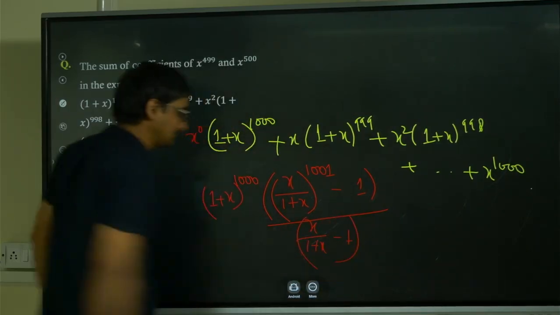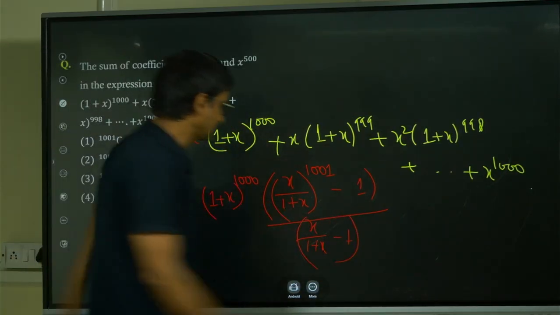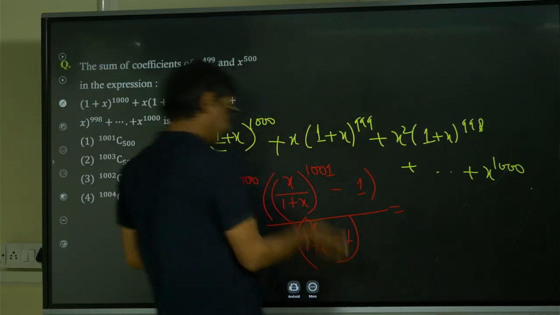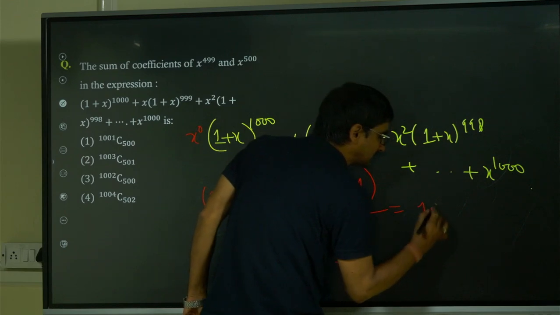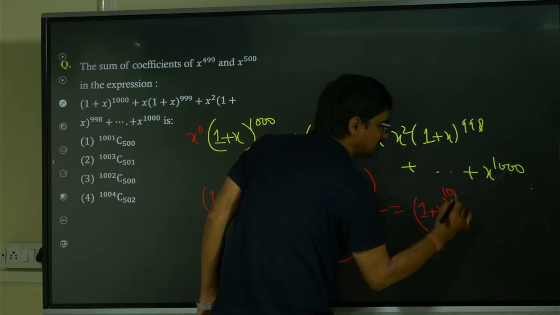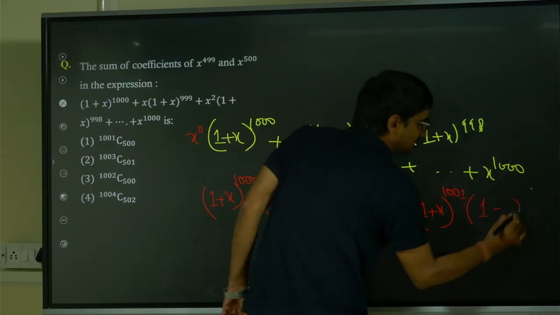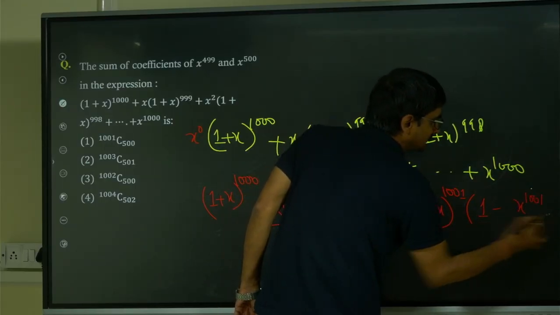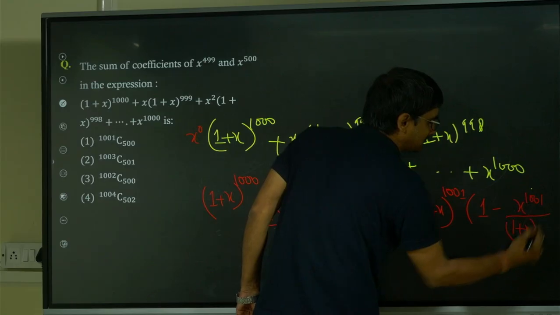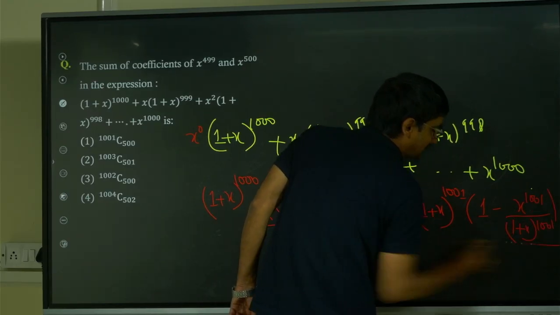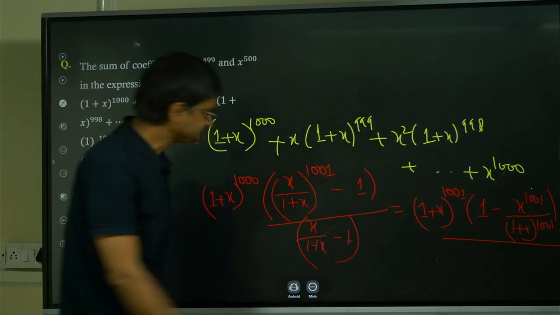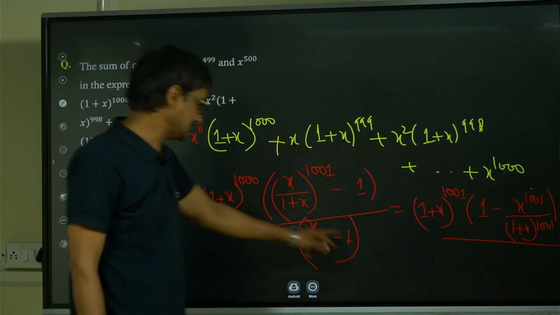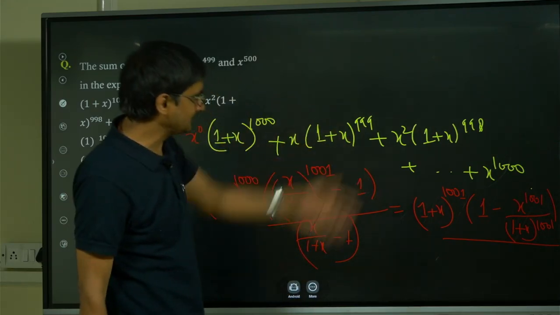Now what does that give us? That gives us minus 1 in the denominator. So I can write it as, taking 1 plus x after taking LCM, the denominator to the numerator. So we get it as 1 plus x raised to the power 1001 minus x raised to the power 1001 over 1 plus x raised to the power 1000. Upon nothing is left. X gets cancelled, minus 1 and we are okay.